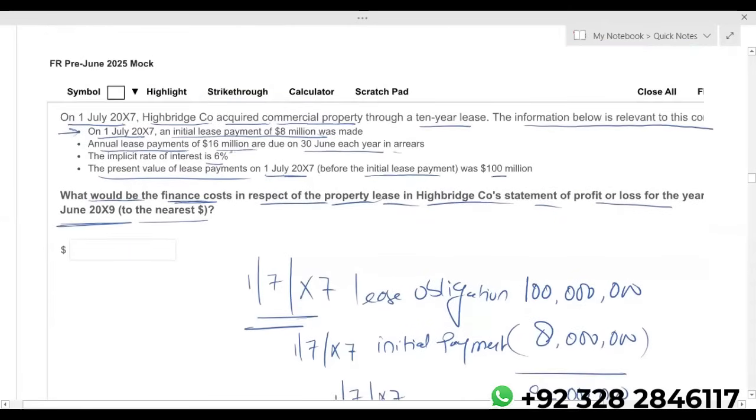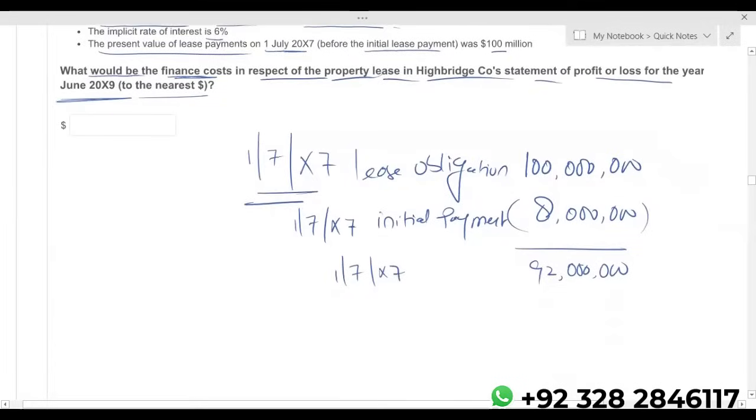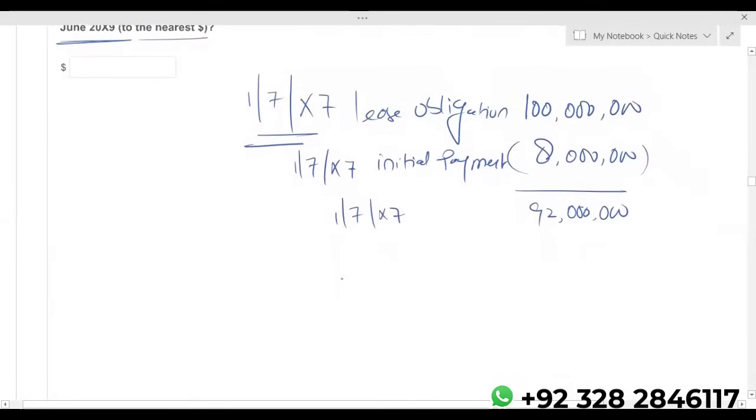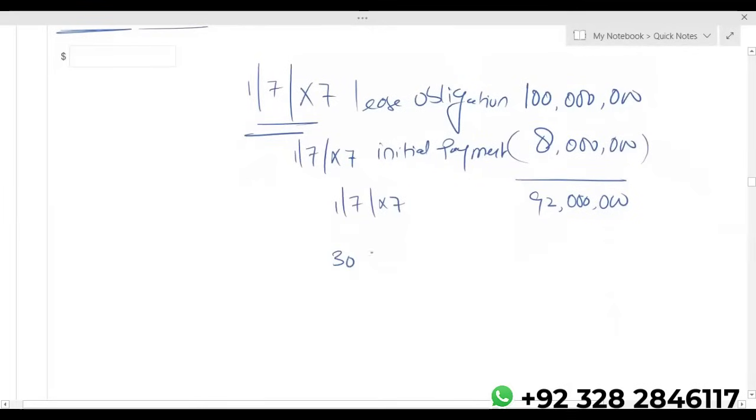Okay, now 16 million will be paid at the end of the year. So before 16, there will be a finance cost, which is 6%. Logically, the year end is June. Okay, 30th June X8, finance cost 6%. Please, I want someone else also to use the calculator so that there shouldn't be any arithmetic error. I'm getting, I think, 5.52 million.